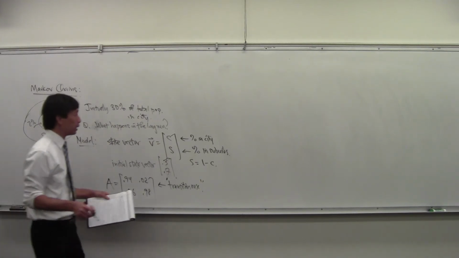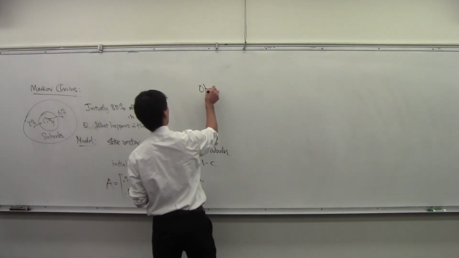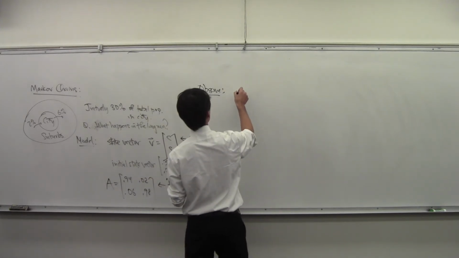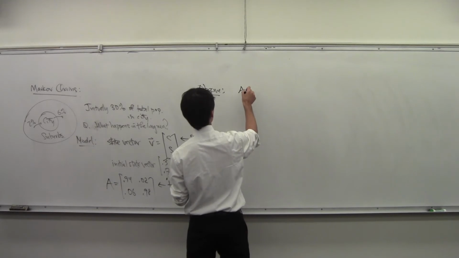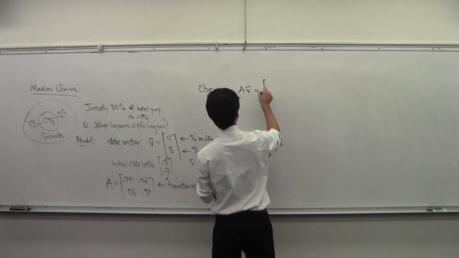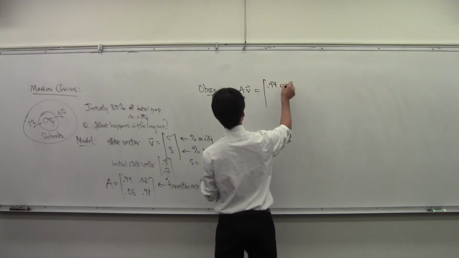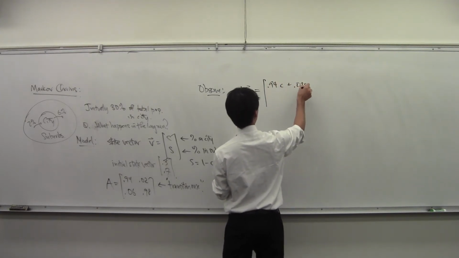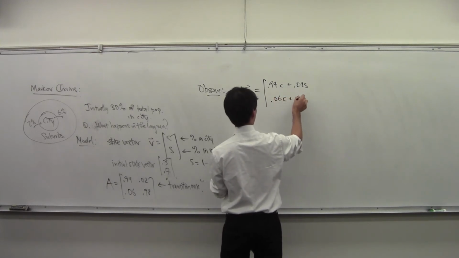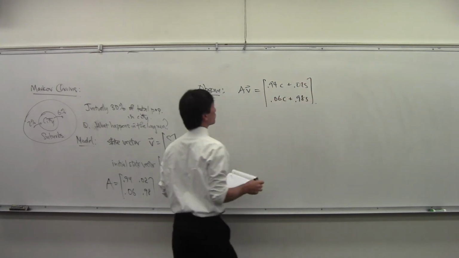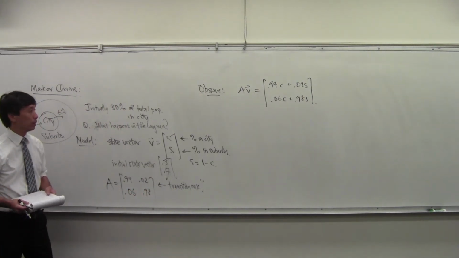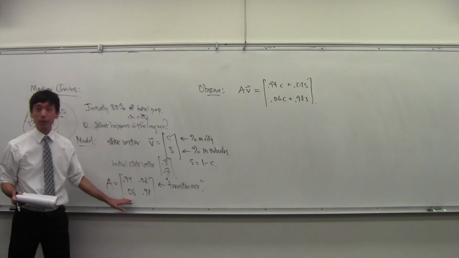And you notice that if I take this matrix and multiply it by the state vector, I end up with 0.94C plus 0.02S, 0.06C plus 0.98S. So you see the purpose of creating this transition matrix.